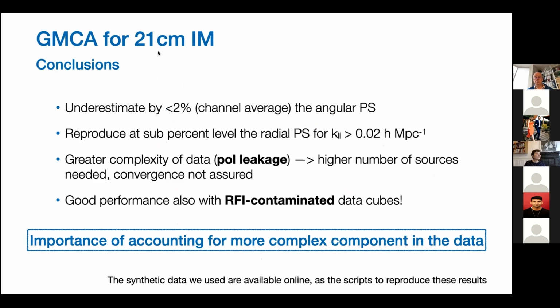So we performed the GMCA cleaning on some simulated 21 centimeter intensity mapping data. We measure the angular power spectrum with a 2% bias, and at sub-percent level we can recover the radial power spectrum. So this is comparable or better than the literature. What we did for the first time was, first of all, starting to play also with RFI contaminated data cubes, and good news, GMCA actually, in a mixing matrix that has jumps in the frequency, realizes that there is a discontinuity in the data and it fixes for that.